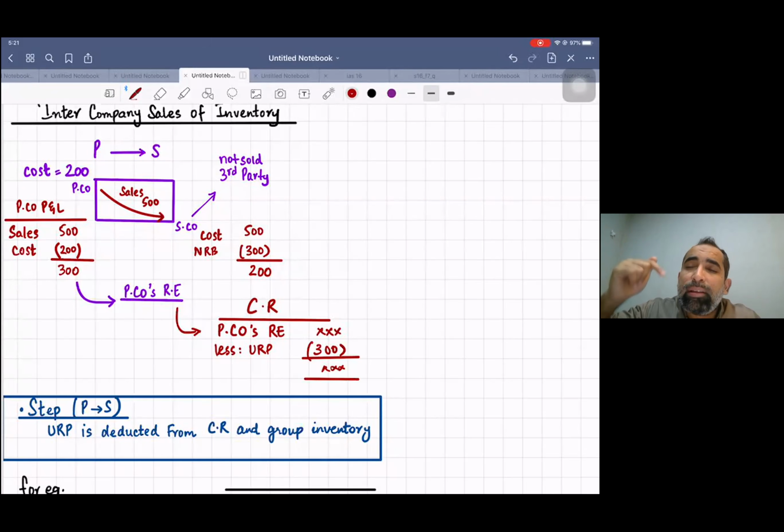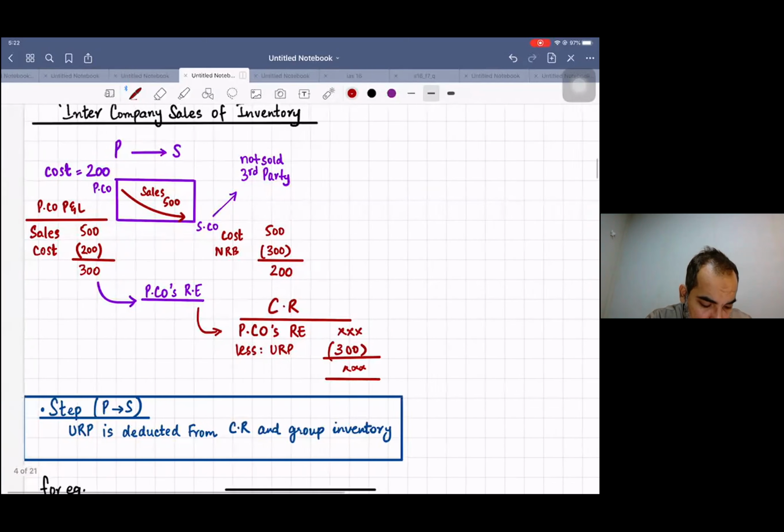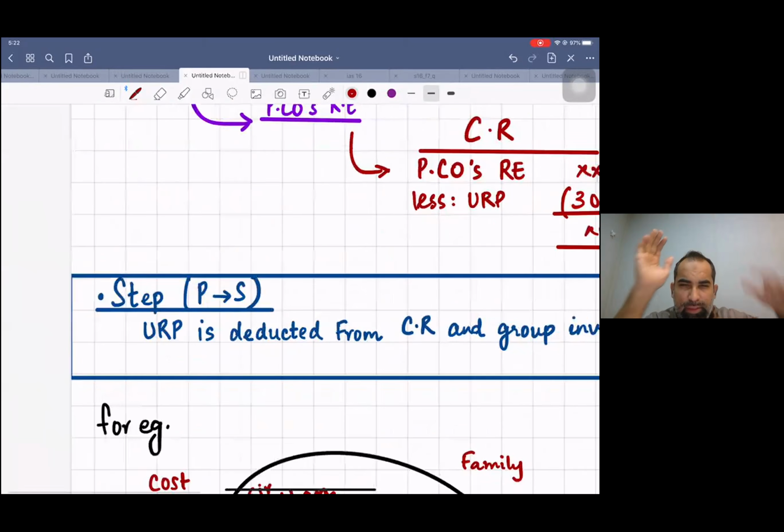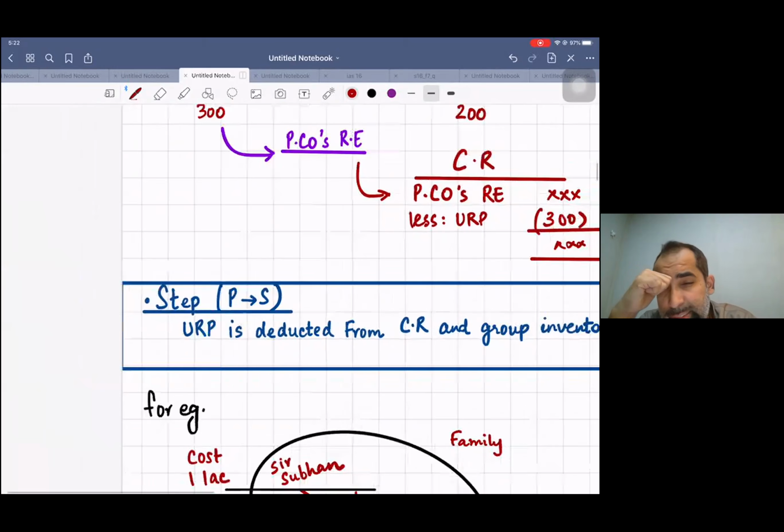And the second step: when P company has sold expensive goods to S company, that means at year end S company's inventory is also overstated. So you need to remove URP from inventory as well, from group inventory. Don't forget this. Okay, so read this step. This is the P2S sale step.